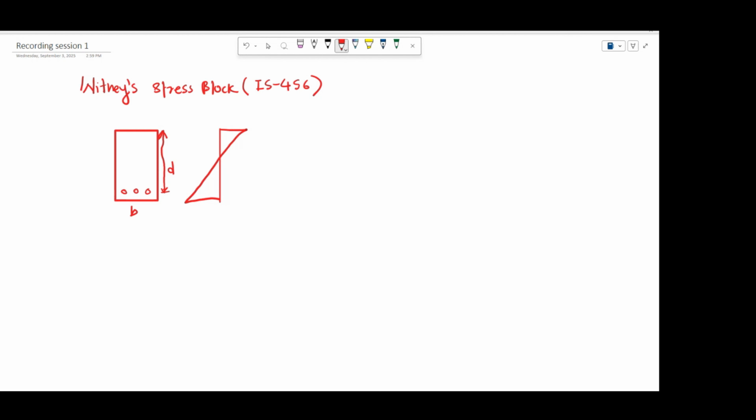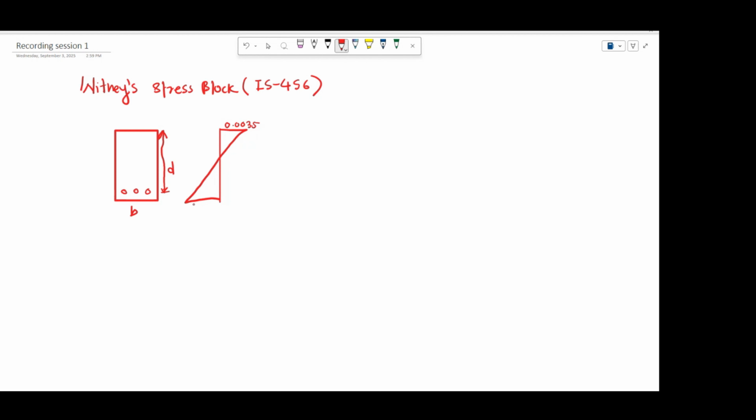So this is the strain which is coming in the concrete, and this is the strain which is coming in the steel. As we know, concrete collapses at a strain of 0.0035. This is the value which comes from various experimental results that you can find in many of the books as well as many of the codes. This is the general value that everybody takes for strain in concrete at collapse.